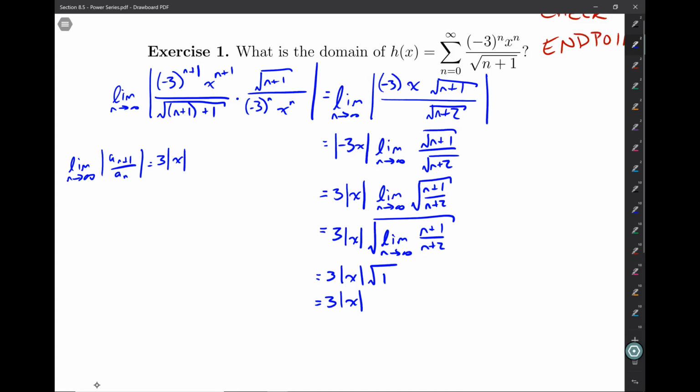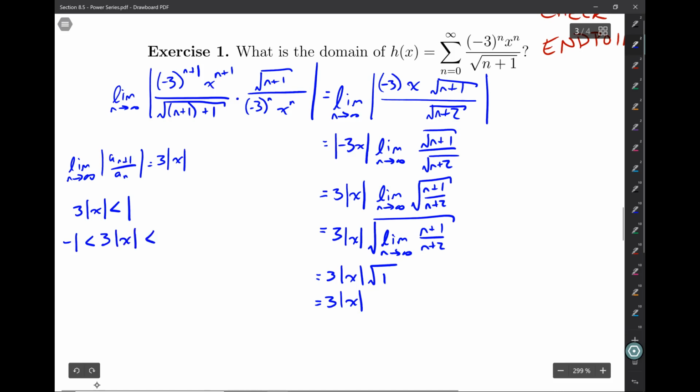Now we're trying to determine when this thing is less than 1 because that's what tells us from the ratio test when this series will converge. So we're looking at 3 times the absolute value of x is less than 1. We want to determine when this is actually a true statement. Translating this absolute value inequality into a nested inequality, we have negative 1 is less than 3 times the absolute value of x, which is less than 1.